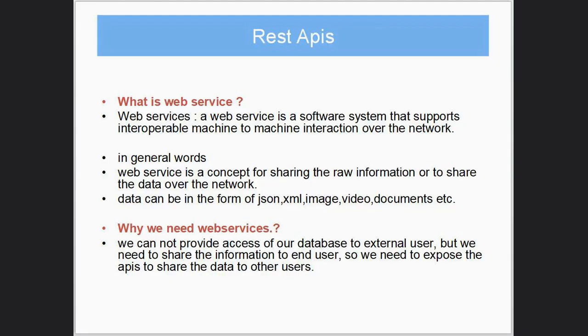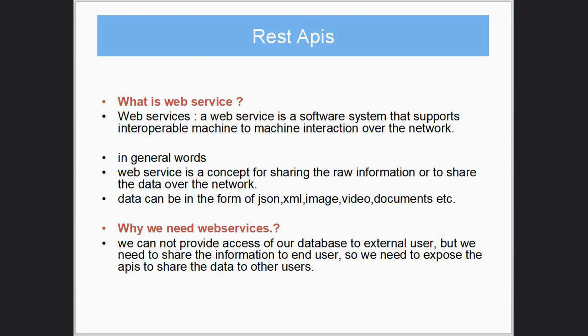Let's first understand what is a web service. A web service is a software system that supports interoperable machine to machine interaction over the network. In general words, we can say that a web service is a concept for sharing the raw information or sharing the data over the network. Data can be in the form of JSON, XML, image, video, documents, etc.